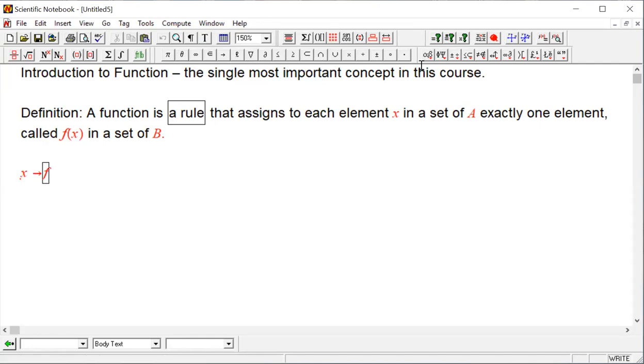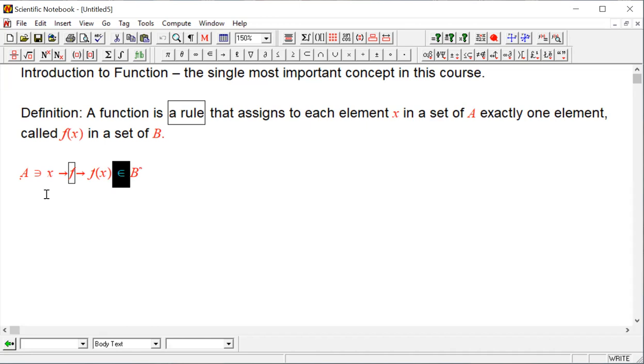This input is from a set A. This symbol means belongs to. x is from a set A. And the rule of this function applies to the input. It produces an output. This output is called f of x. And where does f of x belong? It belongs to a set B.